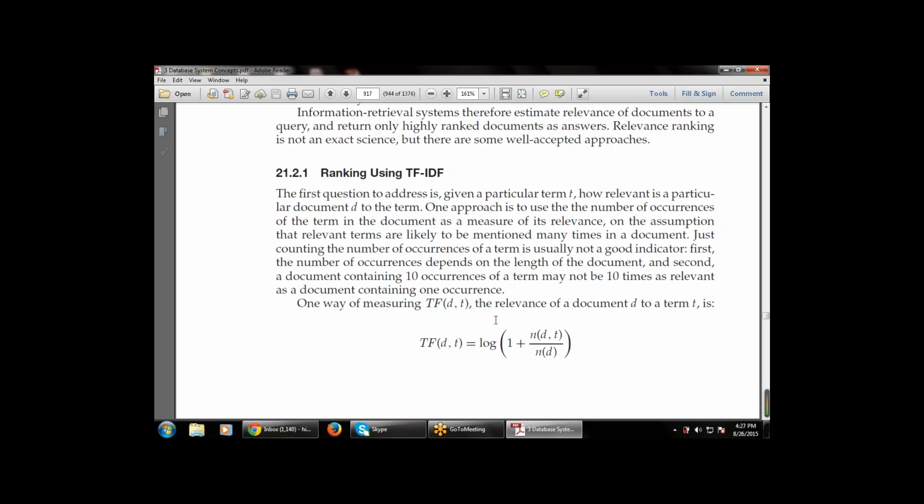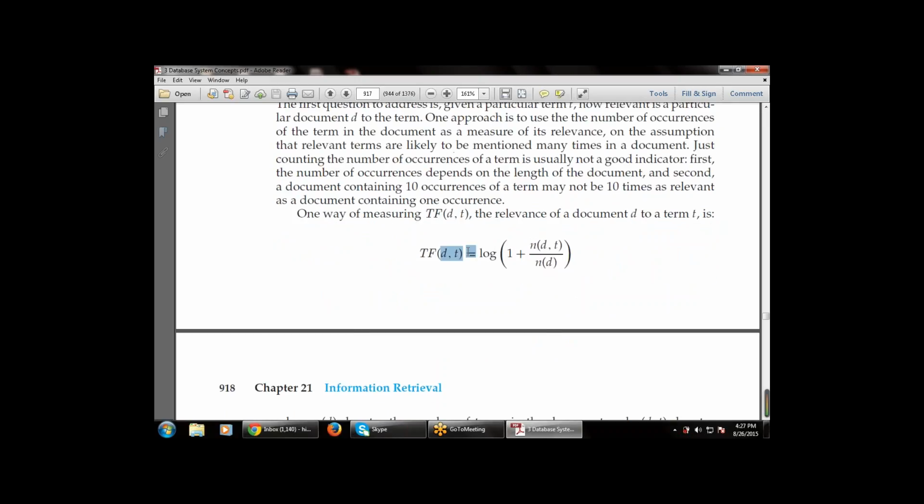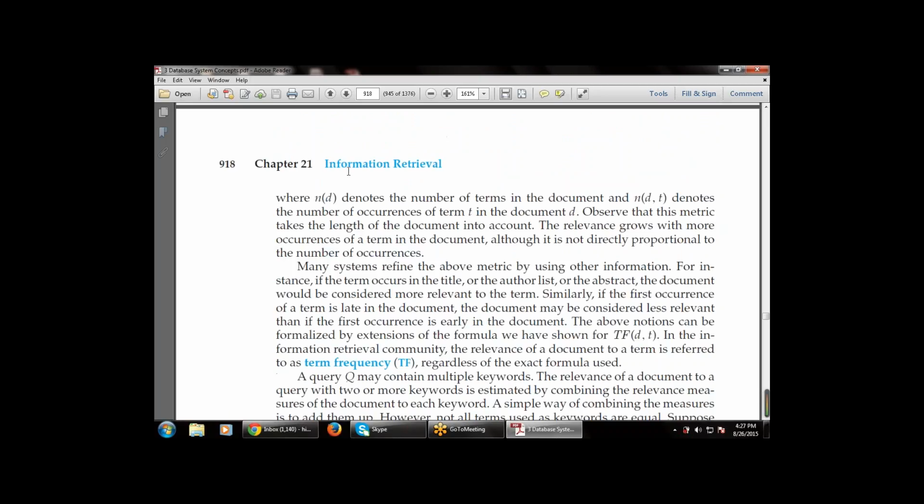One way of measuring TF(d,t), the relevance of a document d to a term t, is TF(d,t) = log(1 + n(d,t)/n(d)), where n(d) denotes the number of terms in the document and n(d,t) denotes the number of occurrences of the term t in the document d.